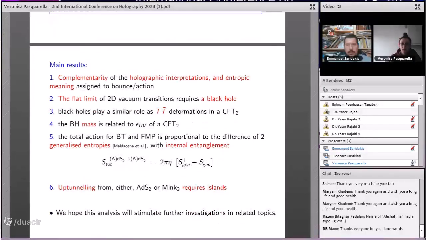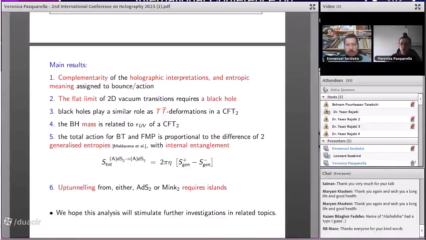We've proved the complementarity of the holographic interpretations by giving an entropic meaning to both the bounds and actions in the Euclidean and Lorentzian signatures. The flat limit of two-dimensional vacuum transitions always requires a black hole. Black holes play a similar role as TT-bar deformations in a CFT2. The black hole mass is related to the cutoff of a CFT2, just in the spirit of the TT-bar deformation that I was mentioning.